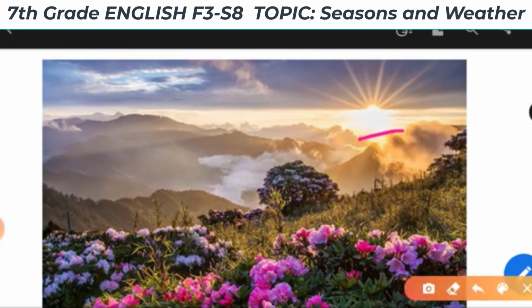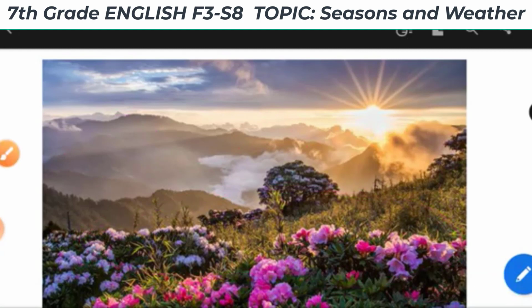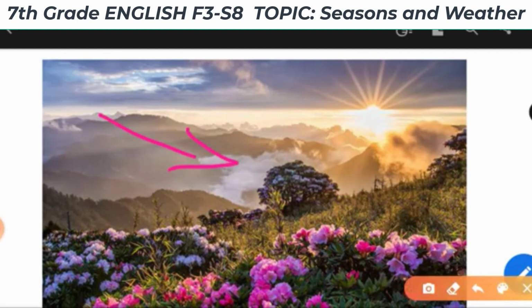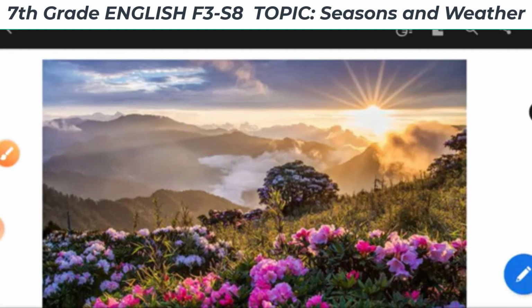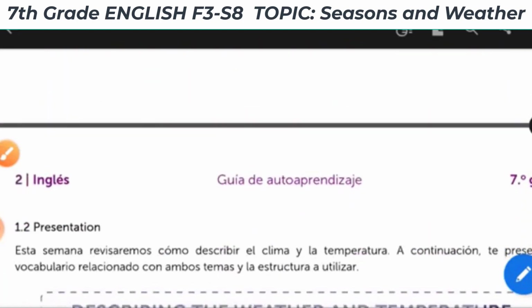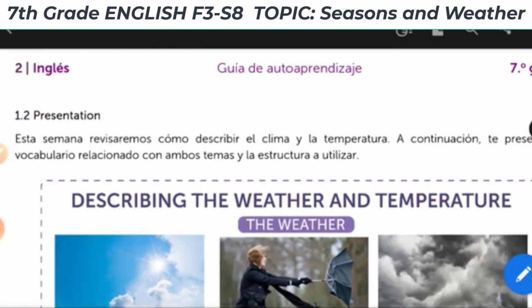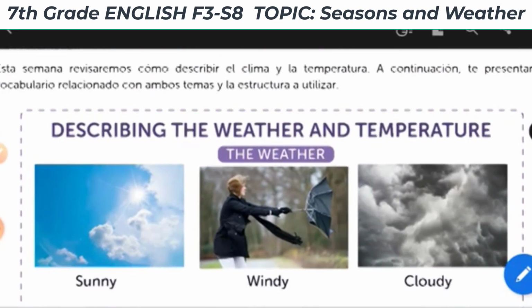You can see, for example, the sun, the mountains. I also can see flowers. I can see clouds too, clouds, yes. So make a list, haz una lista, okay? Make a list of all the things that you can see in the picture. After that, you have the following weather.